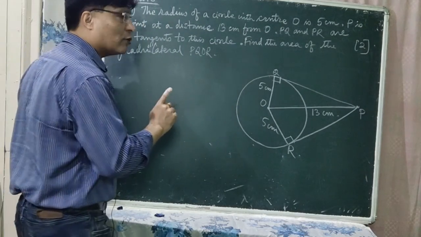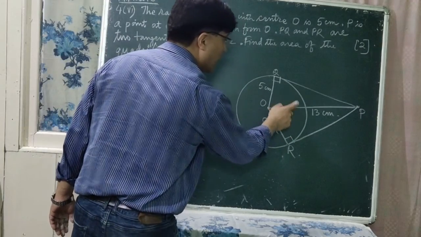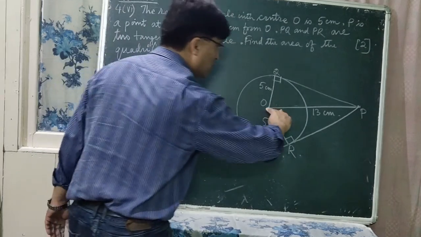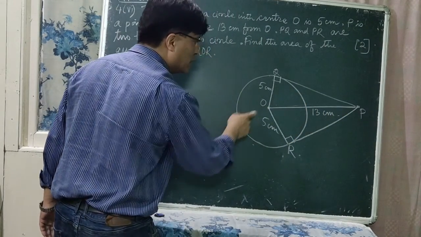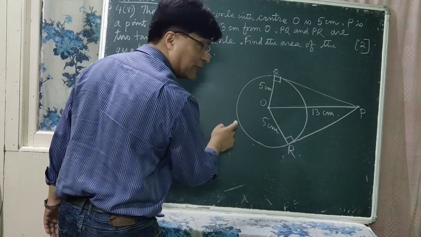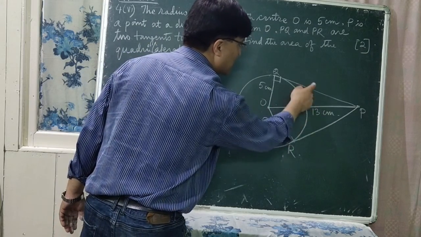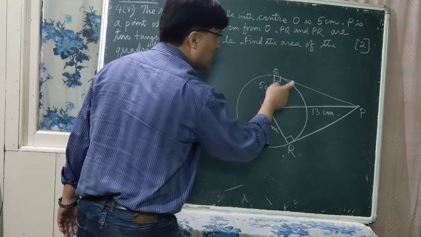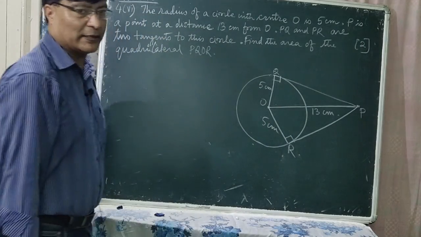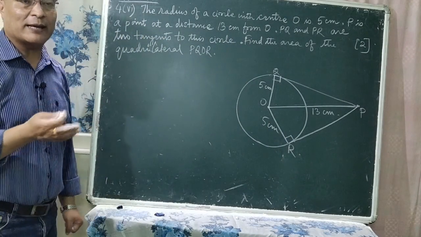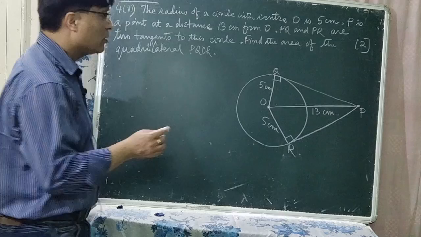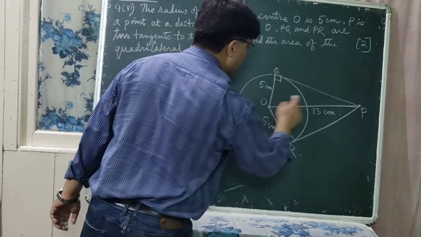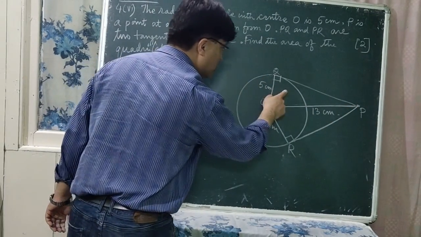So why are they congruent? Why are these two triangles equal? This OP is common to both the triangles, this OQ is equal to OR, and these two tangents are also equal. That means they are equal in all respects. That means both the triangles have got the same area. So if you can get the area of the triangle POQ, then these two triangles are equal.